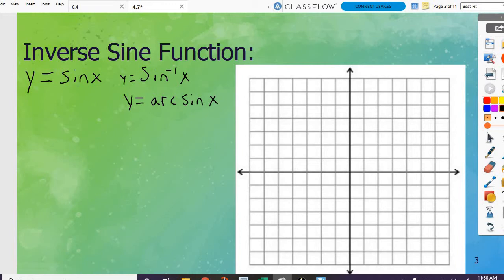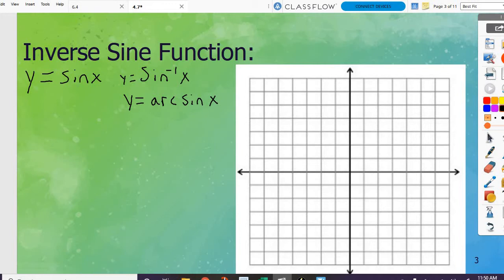The sine to the negative first is a more current notation, and you'll see that one with newer textbooks. The arc sine is an older notation, so sometimes you'll see it with older textbooks, or on the ACT, sometimes you'll see questions that say arc cosine, arc sine, and it just means the inverse of sine.